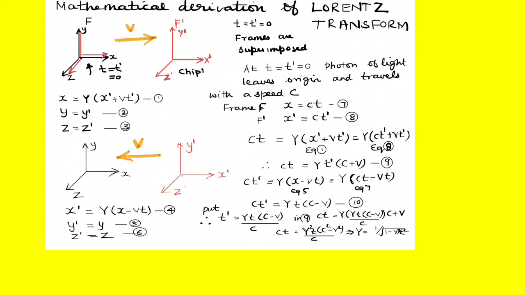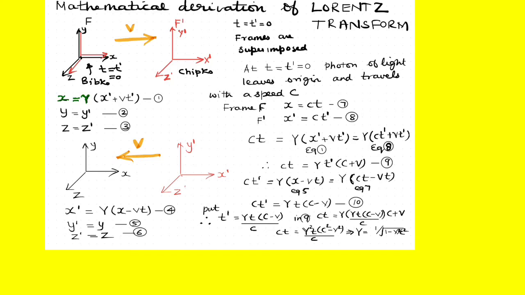So this is Chipco. So Chipco is here, Bibco is here. Just to note the difference. In the beginning, they were superimposed, but Chipco is moving with a velocity of v towards the right. And his frame of reference is x prime, y prime, and z prime. Now, we notice that x is equal to gamma.